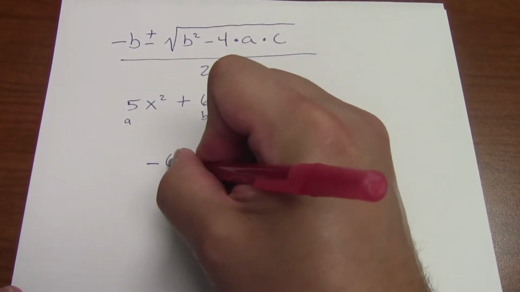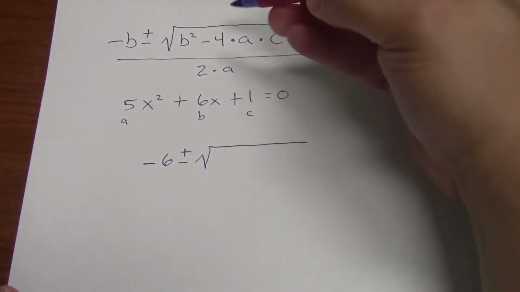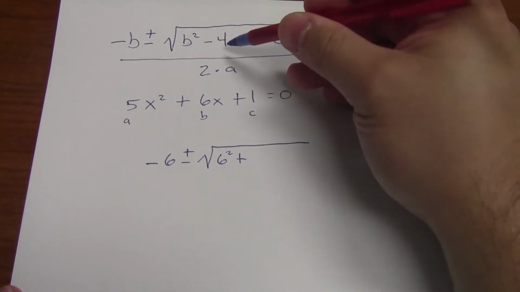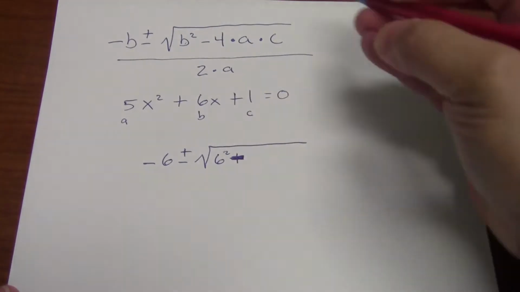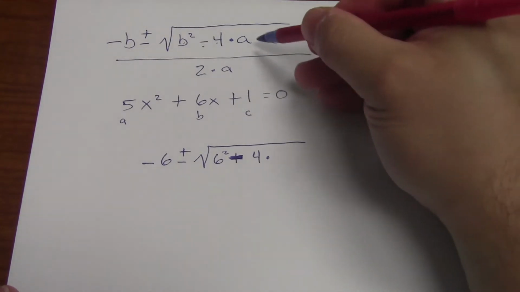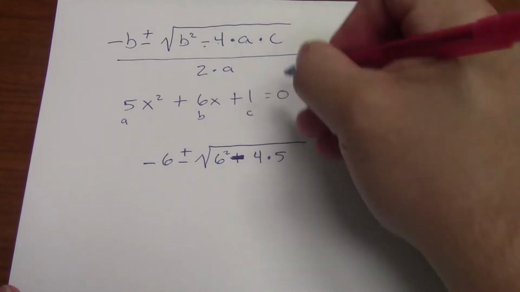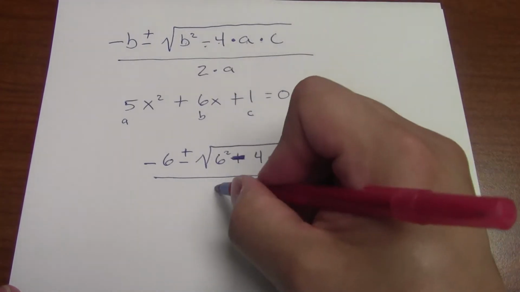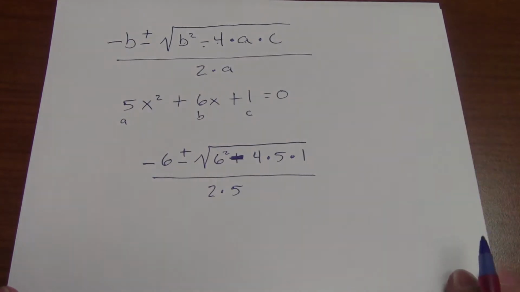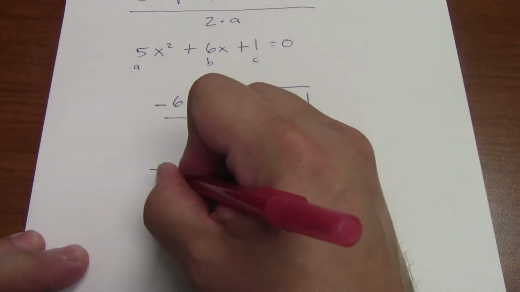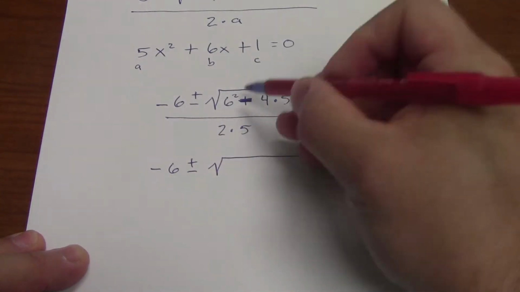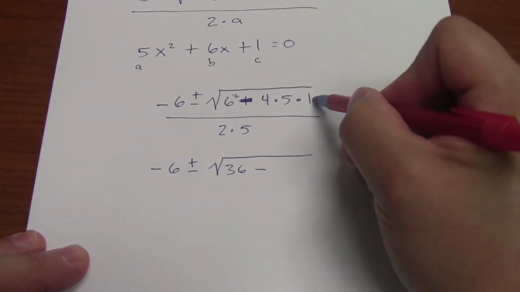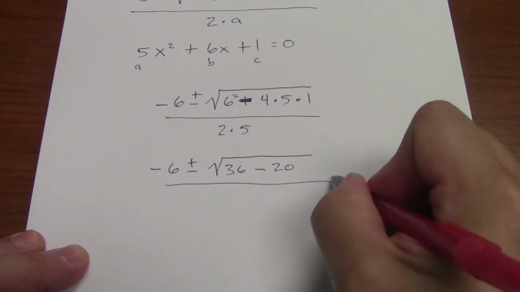So negative b, negative 6 plus or minus square root b squared, so that's 6 squared, plus, actually minus, make sure you look at your formula, minus 4 times a, which is 5, times c, which is 1, all over 2 times a. a is 5. So 2 times 5. Negative 6 plus or minus square root, that's 36, minus 4 times 5 is 20 times 1, so that's still 20. All that over 10.